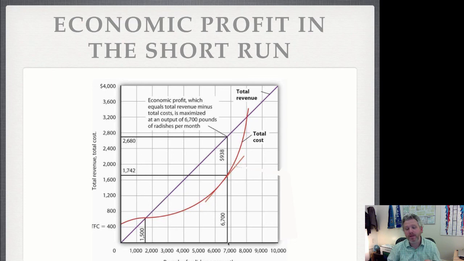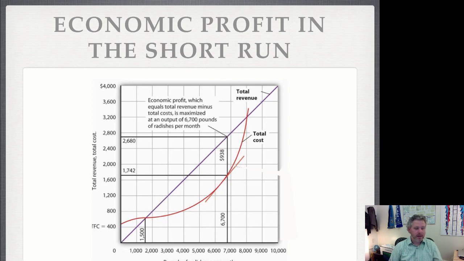Notice what would happen if the firm moved up here to 7,000 units of production. Well, if they did, we would move to here on this curve, and that distance is shorter than this distance here, all right? So the firm would not want to increase production in that way, all right?